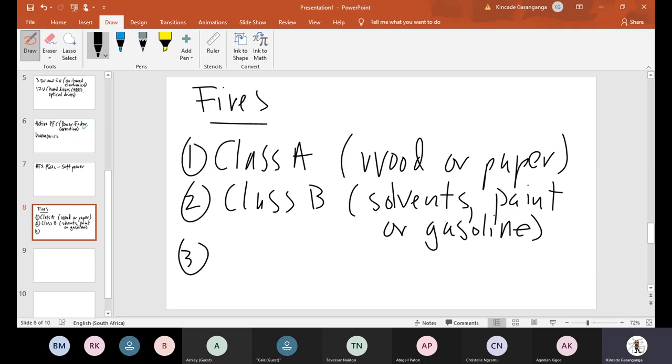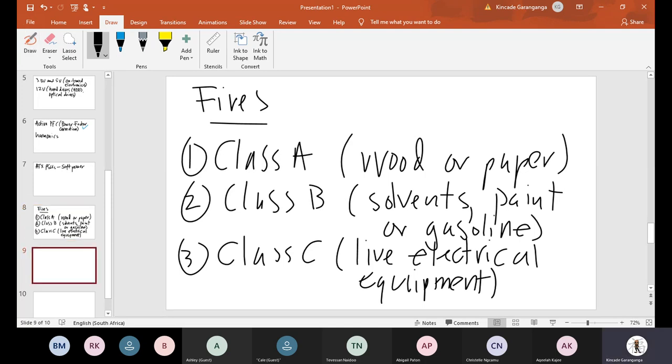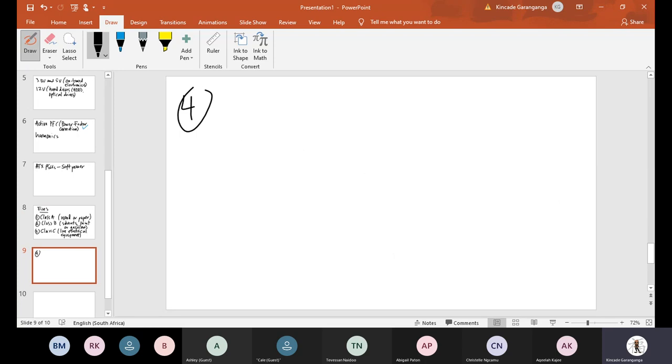And then you can also discuss class C, which deals with electrical equipment, so live electrical equipment. And then you can discuss another class, class D, which is your metals. This one is your combustible metals like titanium or magnesium.